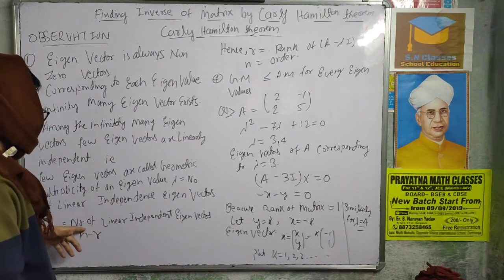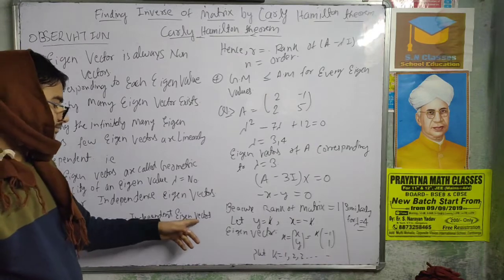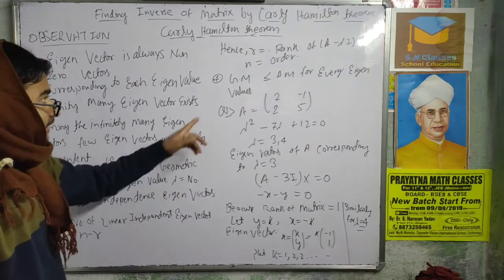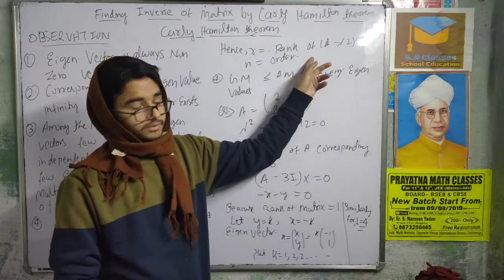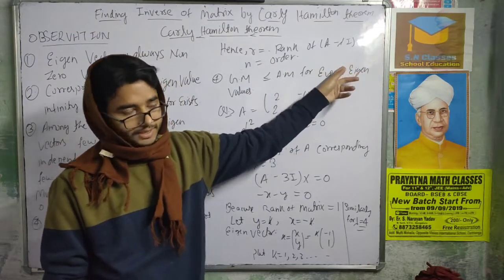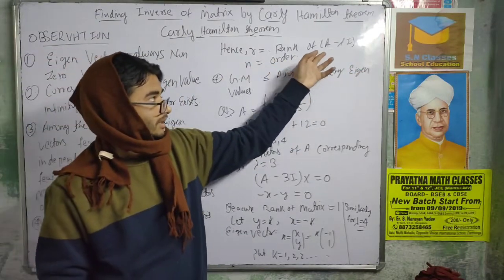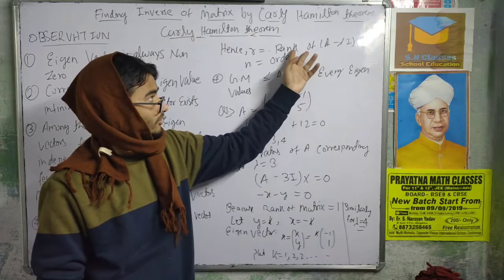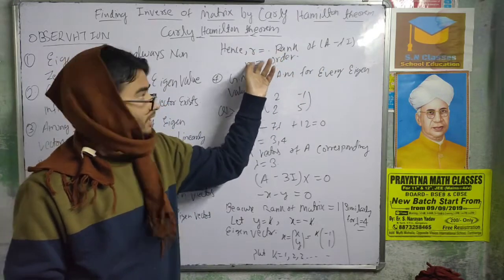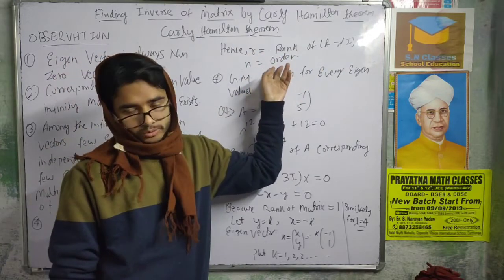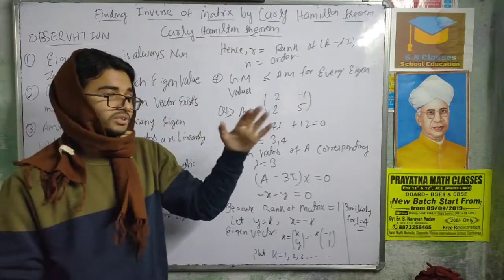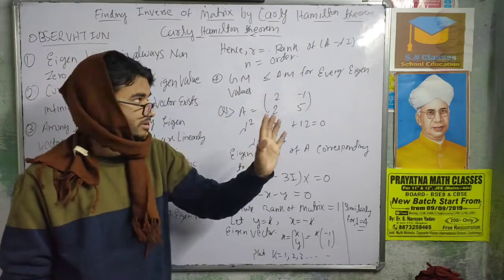Let's suppose the number of linearly independent eigenvectors is n minus r, where r is the rank of the matrix A minus lambda I, where A is the matrix minus lambda times I. Whatever rank we get for the matrix equals the r value. n is the order of the matrix, which cannot be changed. The order of the matrix is fixed.